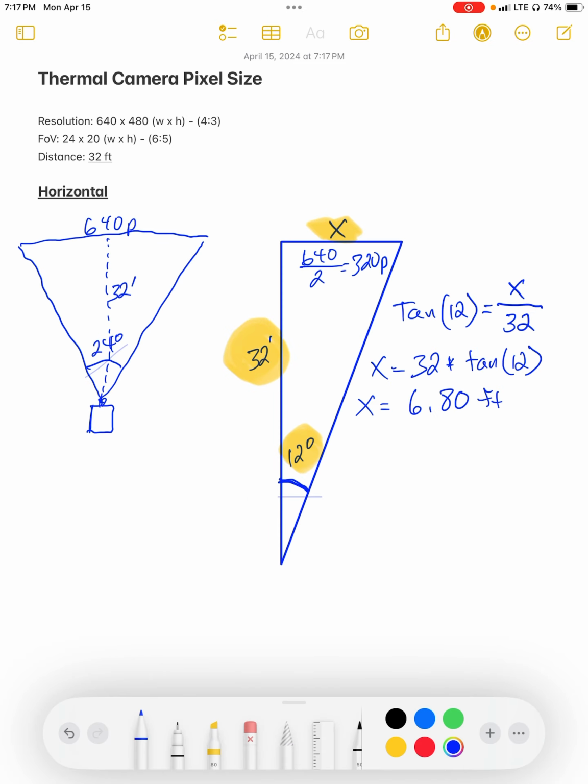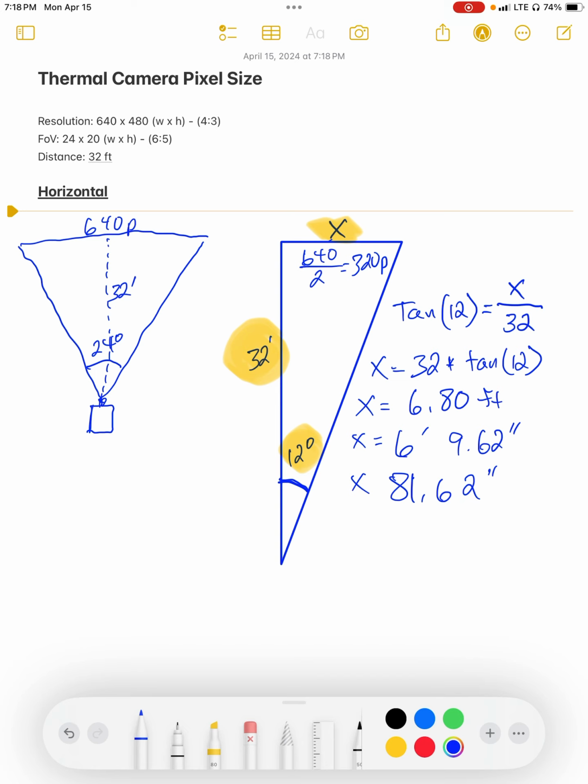So, 6.80 feet. That also is equal to 6 feet, 9.62 inches, or probably most importantly for this, 81.62 inches. Okay. Now the other thing we can figure out from here is we know now this top area, x, is 81.62 inches.